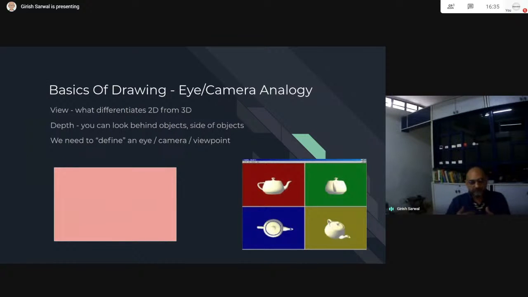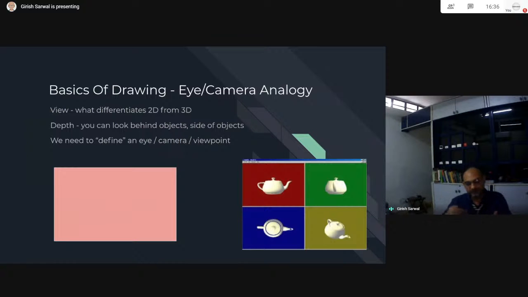But when you're looking at a 3D object like a teapot on the screen, you might have different views for it. You could be looking at that object from the front, from the right, from the top, from the left, or from any arbitrary angle. So as programmers, we really need to define something known as an eye or a camera or a viewpoint that's looking at the object. In the case of a rectangle, you're always looking at it from the front, and there is no concept of depth. You cannot really move around it.